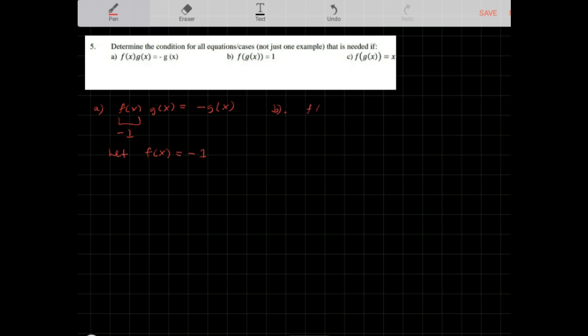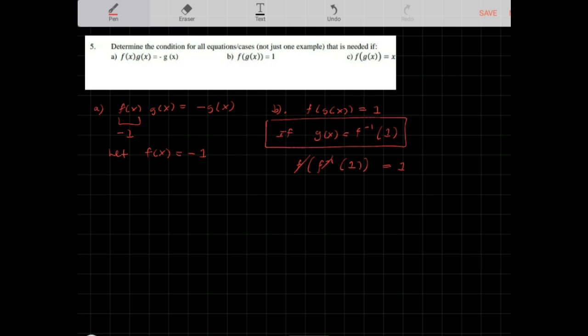Part B, f of g of x is equal to 1. Well, you need f to cancel out with something, right? So the easiest way to do this is if g of x is equal to f inverse of 1. The reason is that if g of x is f inverse of 1, then f of f inverse of 1 is basically 1, right? So that statement will be true, okay?